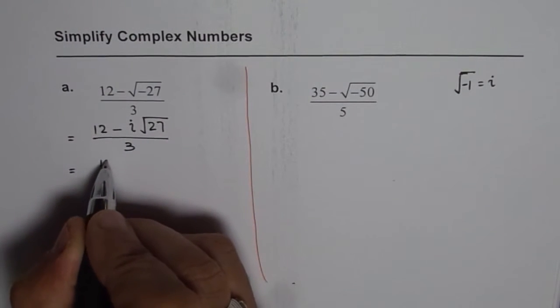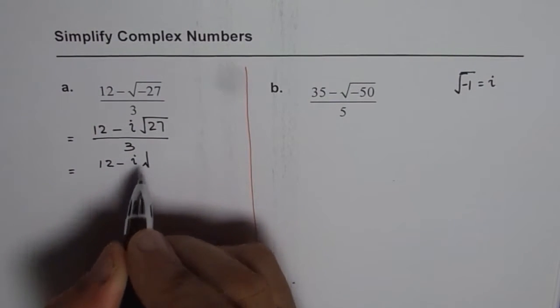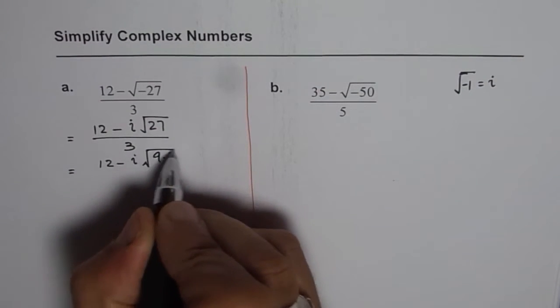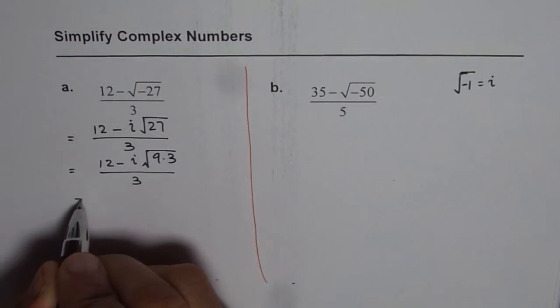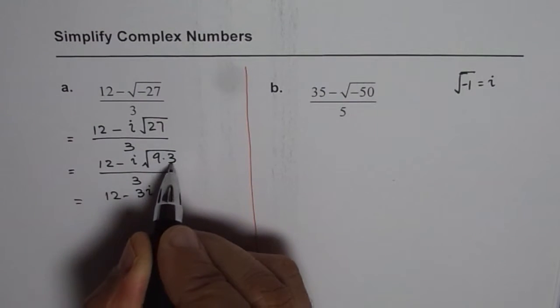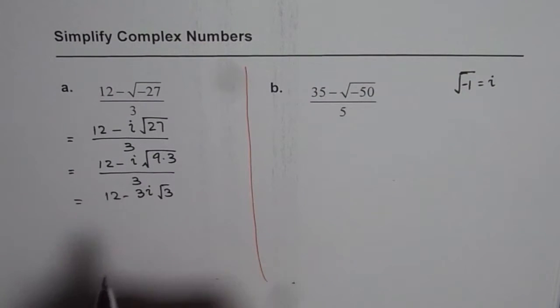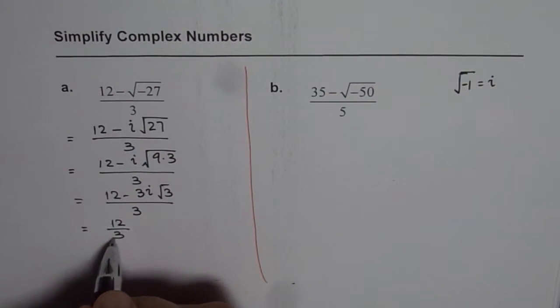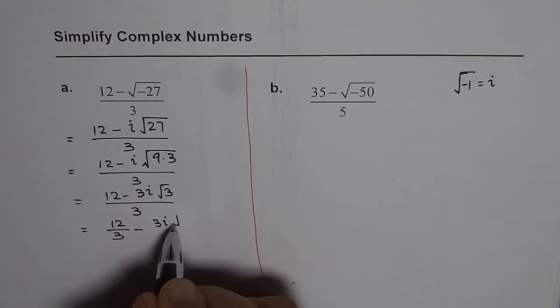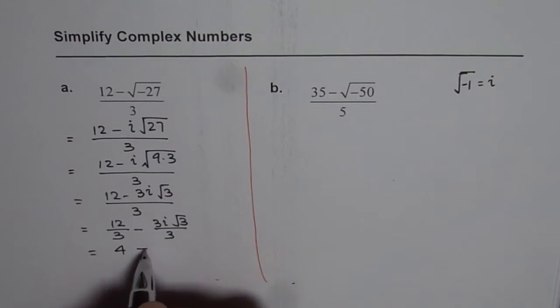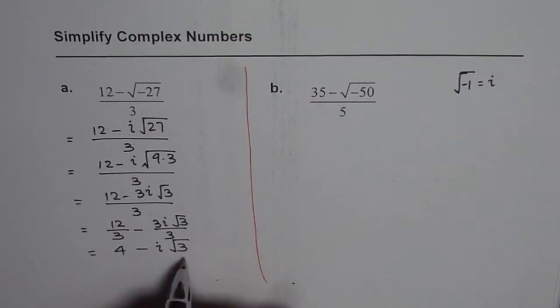Now we need to write 27 as a product of two numbers, one of which should be a perfect square. 9 times 3 is 27, so we'll use 9 times 3. So the square root of 9 is 3, so we can write 3i, and within the square root, this 3 remains. At this stage, we can factor 3, or we can even write this as 12 over 3 minus 3i square root 3 over 3, correct? And simplify it further, write it as 4 minus i square root 3. So that is a simplified form.